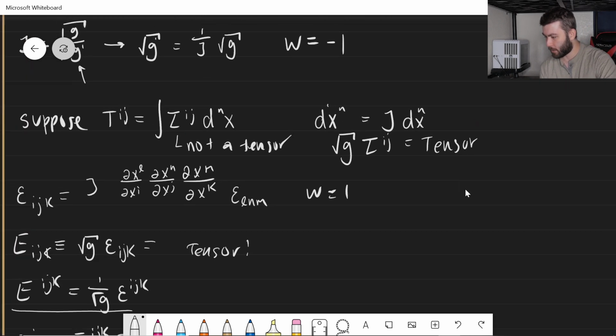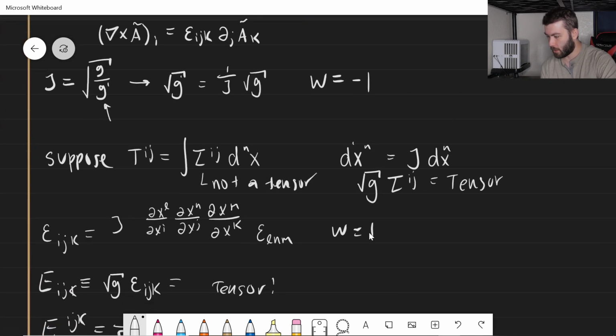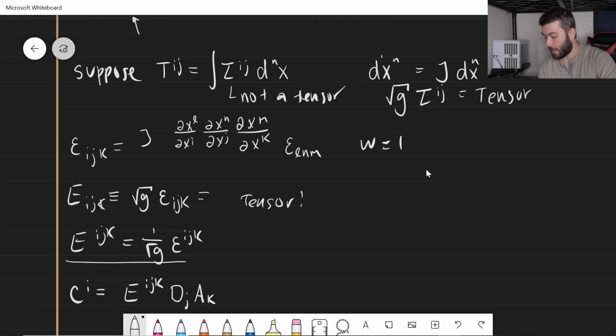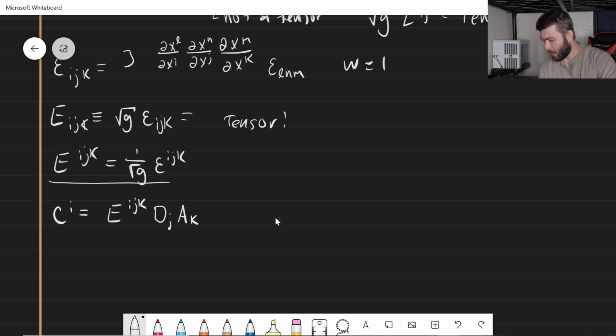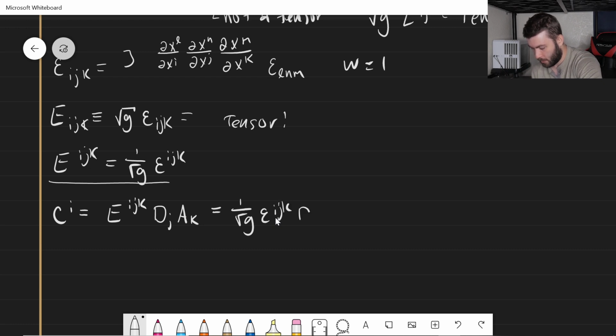Let me make sure that I was putting tildes on my A's up there. Yeah, I was. Okay, cool. So up here, this is an ordinary vector. That's what you would use in any classical or Griffiths E&M stuff. Now I'm making the distinction between covariant and contravariant vectors. Okay, so let's go ahead and write this out. So this is equal to 1 over root g epsilon ijk dj Ak. Perfect. So in essence, we're kind of done here.